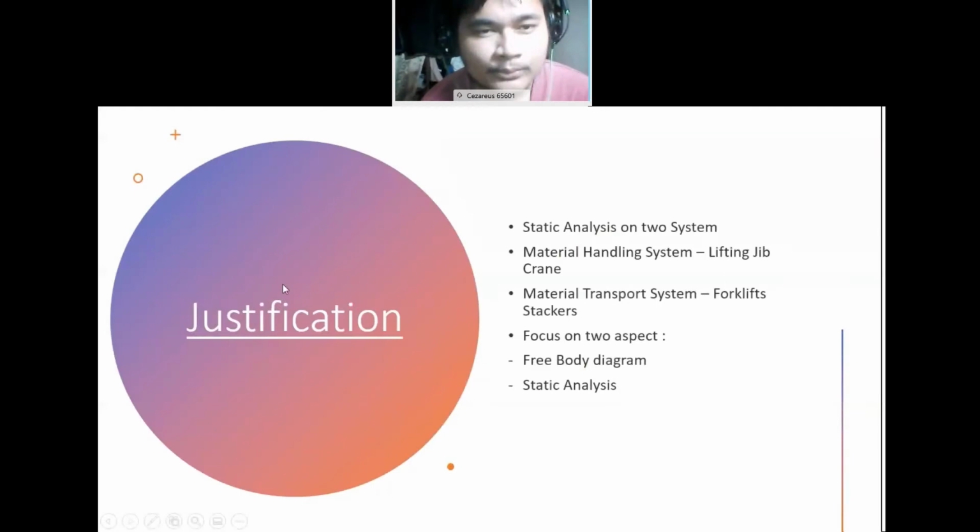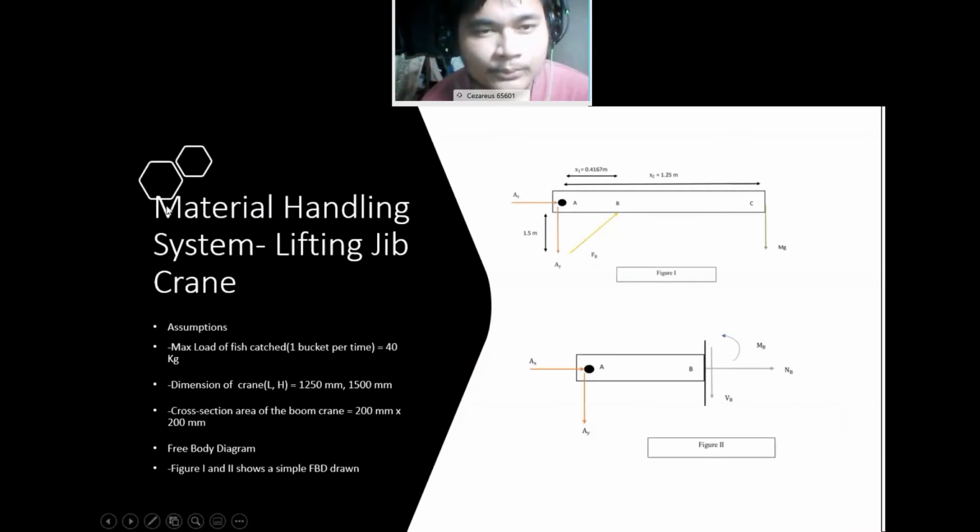So, in justifications, I'll be talking about static analysis on two systems, which is the material handling system, lifting jeep crane, and the material transport system, forklift stacker. So we focus on two aspects, which are the free body diagram and static analysis. So in the material handling system, lifting jeep crane, we start off with the assumption. The max load is 40 kg, the dimensions can be shown right here, and the cross sections can also be shown right here. And this is the free body diagram.